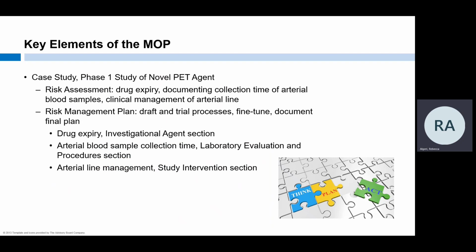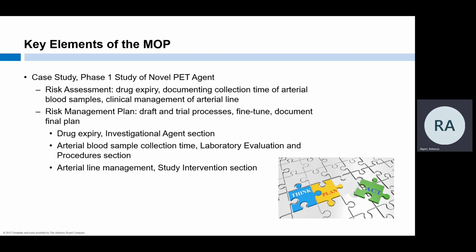To illustrate the MOP in action, we'll revisit our case study of a phase 1 trial of a novel PET agent. You recall from Module 1 that the team identified several risks during their assessment, namely the extremely short drug expiry window, documenting the collection time of the arterial blood samples, and clinical management of the arterial line.